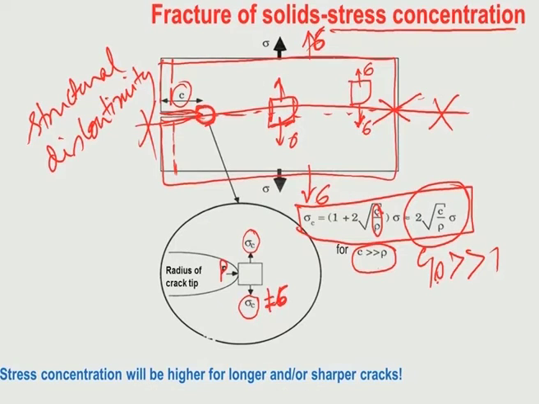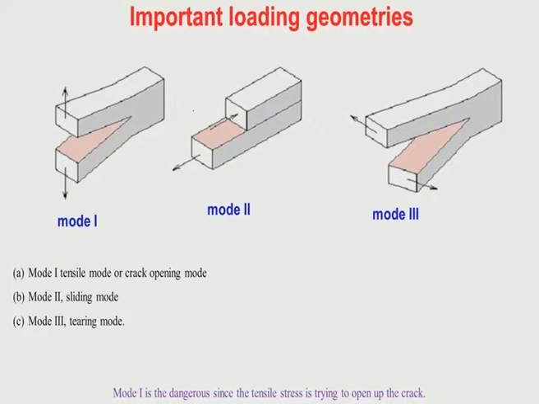If you remember, this is a rectangular cracked body. I am showing the three different ways you can load it. One is mode 1, that is pure tension. This is mode 1. Mode 2 is the sliding mode, where you apply shear stress on the cracked surfaces. Mode 3 is the tearing mode, where you also apply shear stress, but in a direction perpendicular to the mode 2 direction.